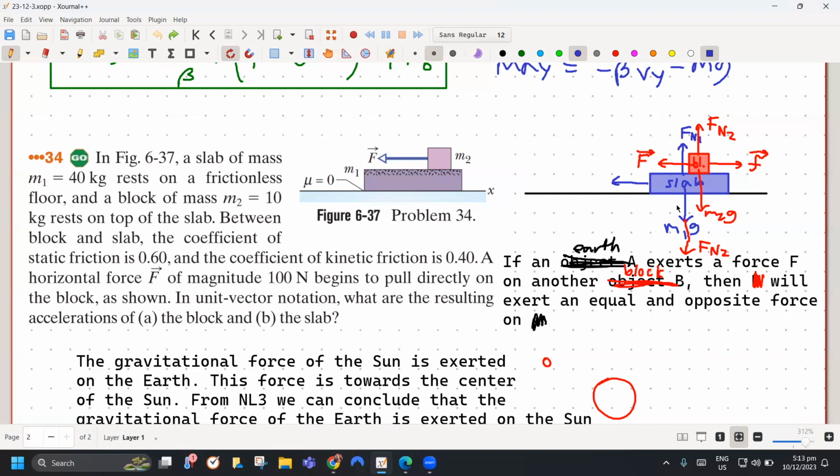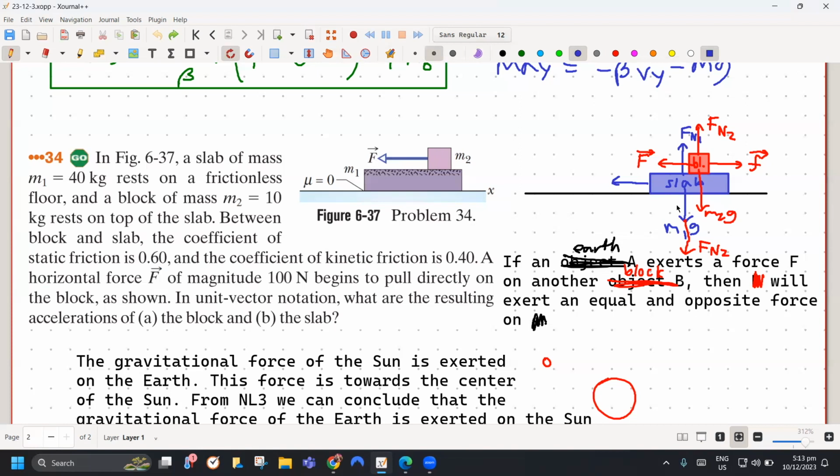Meron ding normal force from the block above. So, Fn2, yung second mass, yung M2. Okay, so 1, 2, 3, 4. So, 4 forces yung M1.